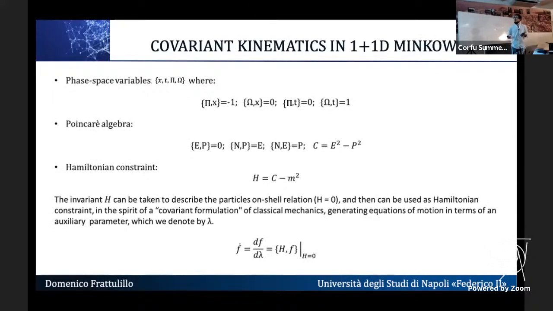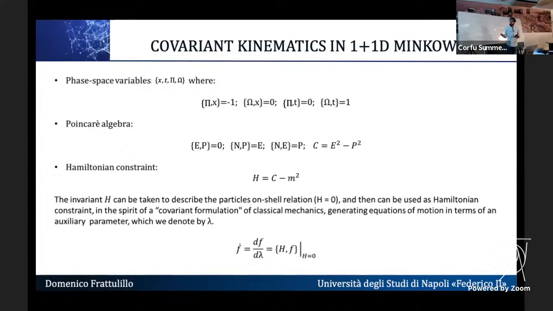Now let's start with this formalism to analyze a covariant formulation of the kinematics in a 1+1 dimensional spacetime, starting from the example of the Minkowski spacetime. Let's define the phase space variables x and t that are the spacetime coordinates, and pi and omega that are the conjugate momenta to the spacetime coordinates, that are defined by the following commutation relations that are the canonical ones.